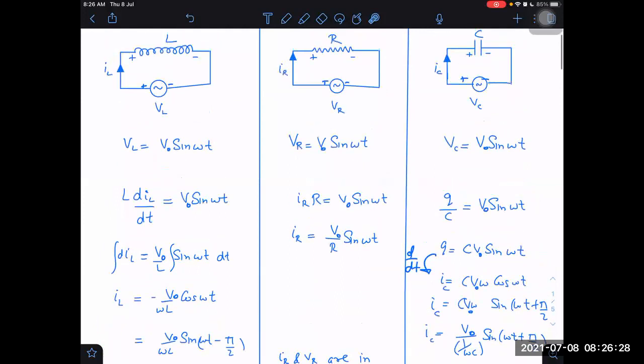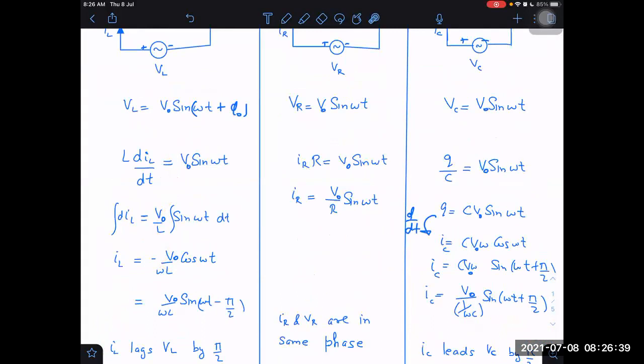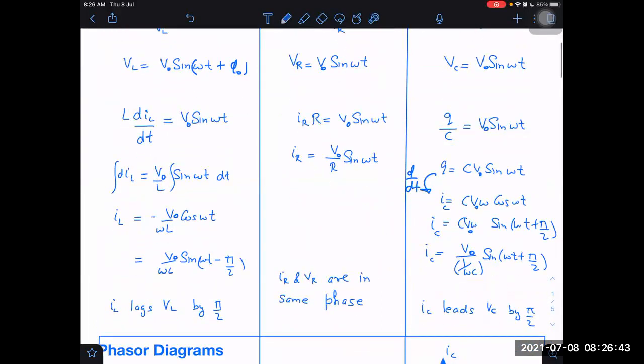For example, if I give you this voltage as sin of omega t plus phi naught, then what would be the IL value? Do I have to do all this stuff? No, just remember, it is integration. So we can subtract minus pi by 2 from that. Everything will be the same. It will be omega t plus phi naught minus pi by 2. Just minus pi by 2.